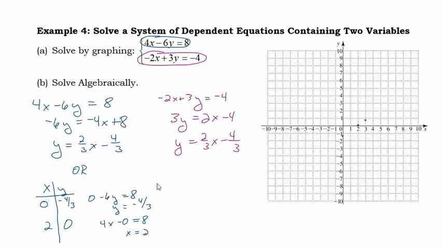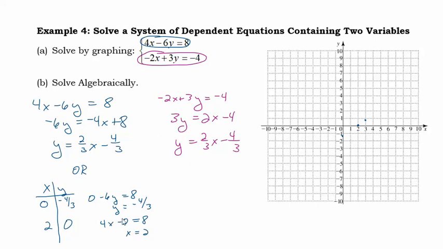All right, so if you solve the first equation for y, you get y equals 2/3 x minus 4/3. And if you solve the second equation for y, you get y equals 2/3 x minus 4/3. So if you graph these two lines, they're going to be the exact same line.